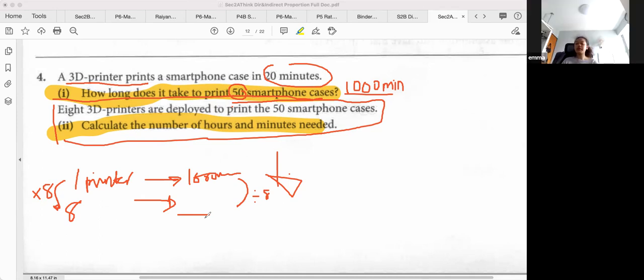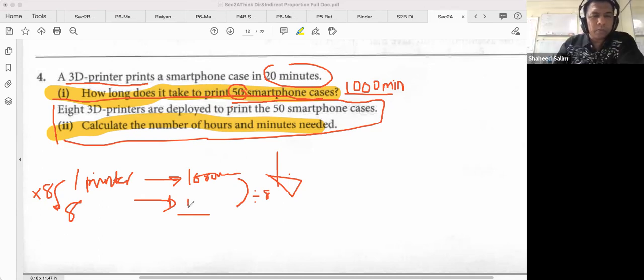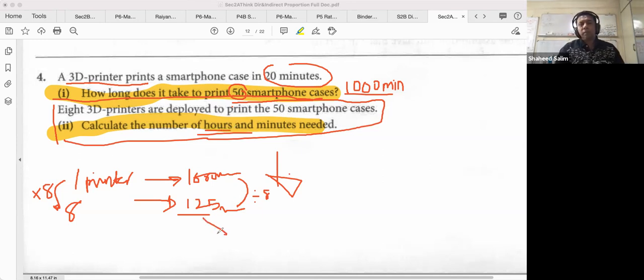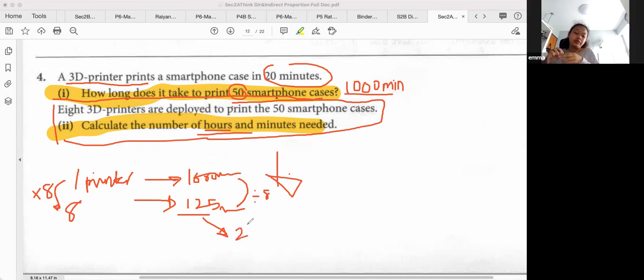One, two, five. Sorry? 1, 2, 5. And this is how many hours, how many minutes? Because they want the answer in hours and minutes. Two hours and 5 minutes.